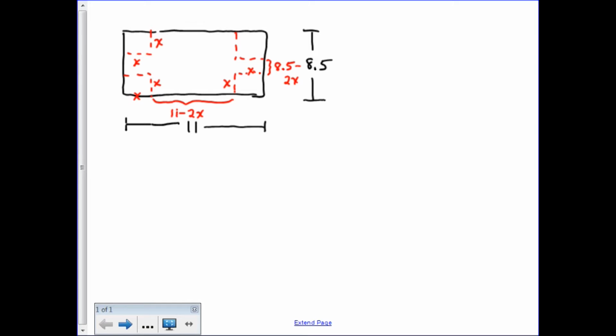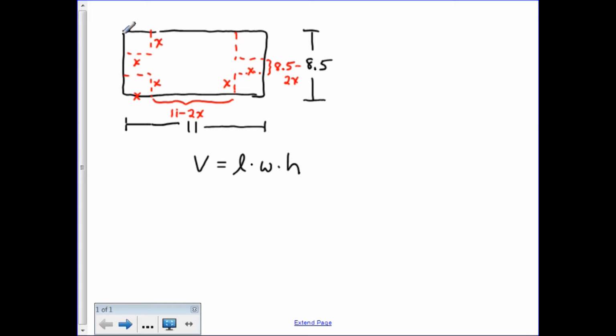All right, so from all this, we need to come up with an equation that's going to represent the volume. Now remember how we get volume of a box. It's length times width times height. Well, we have the length and the width. That's the 11 minus 2x and the 8.5 minus 2x. But envision where the height comes from.